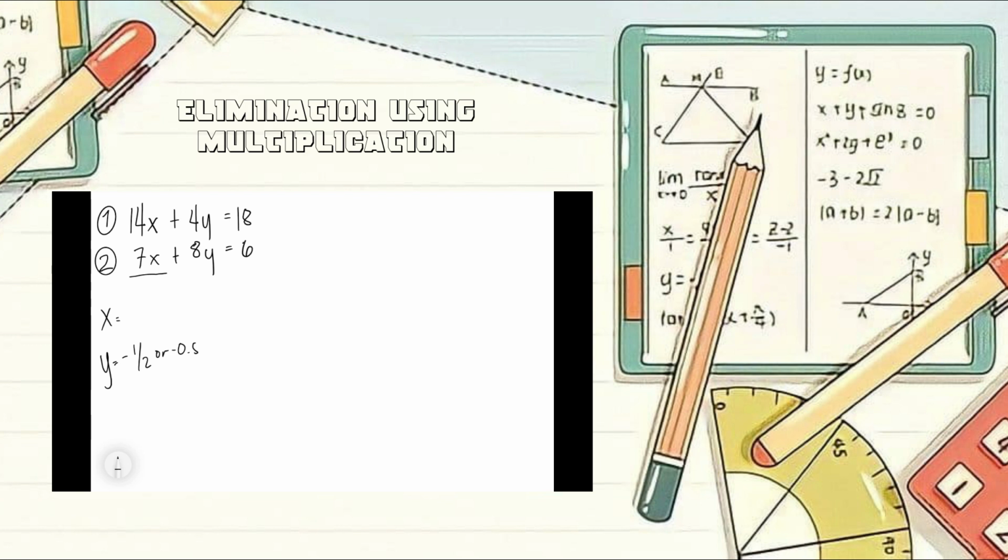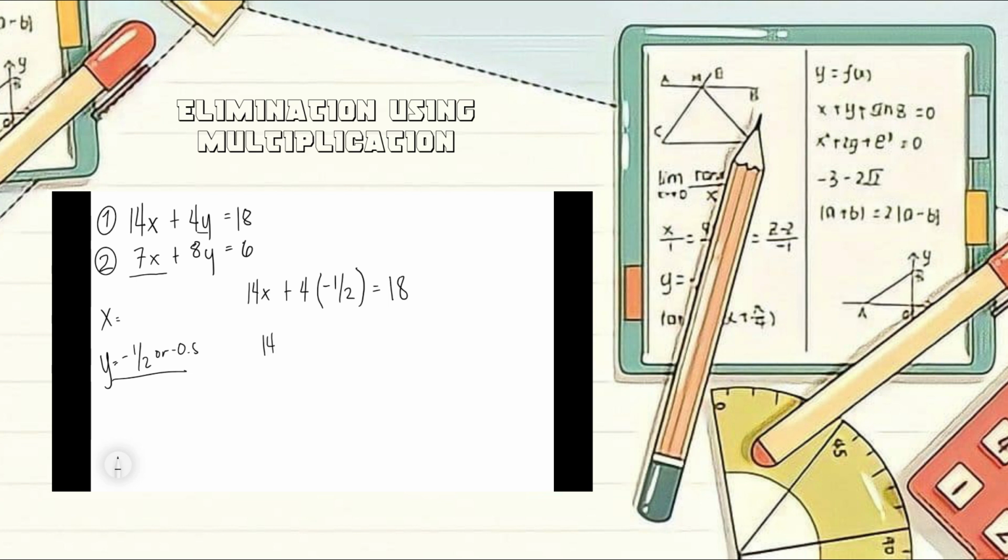We will be solving for x. For this one, we will be using our first equation. The only thing that we will need to do here is to substitute. So 14x plus 4 times negative 1/2, because we substituted y for this one, is equal to 18. So now we'll need to solve it.